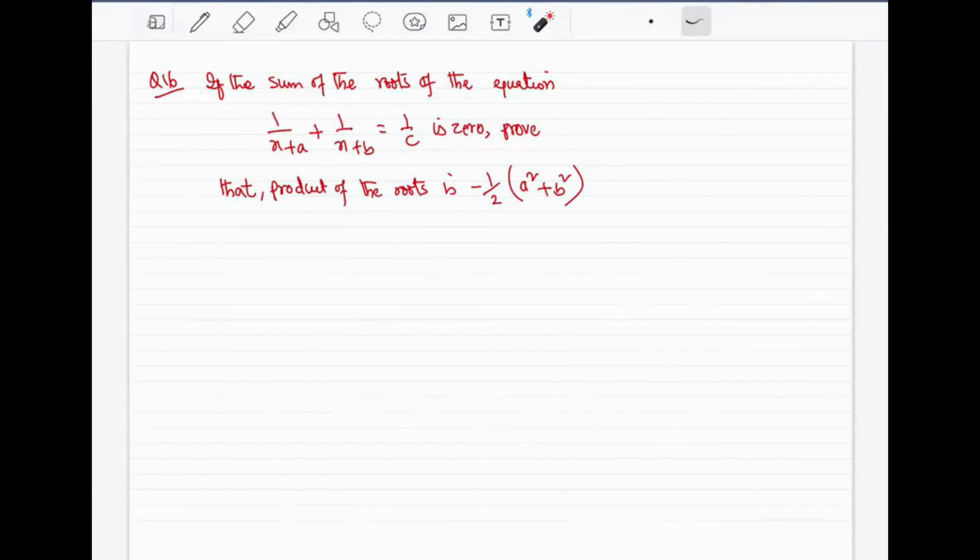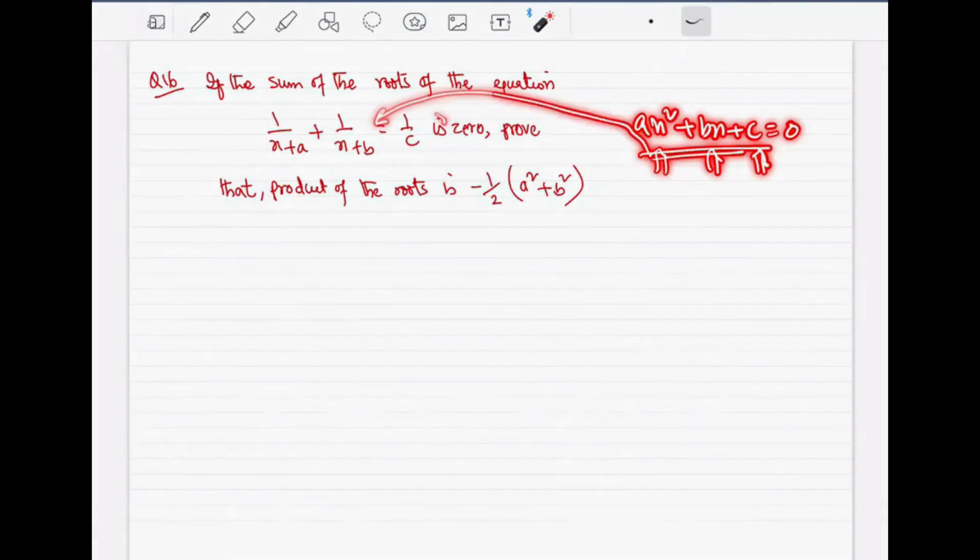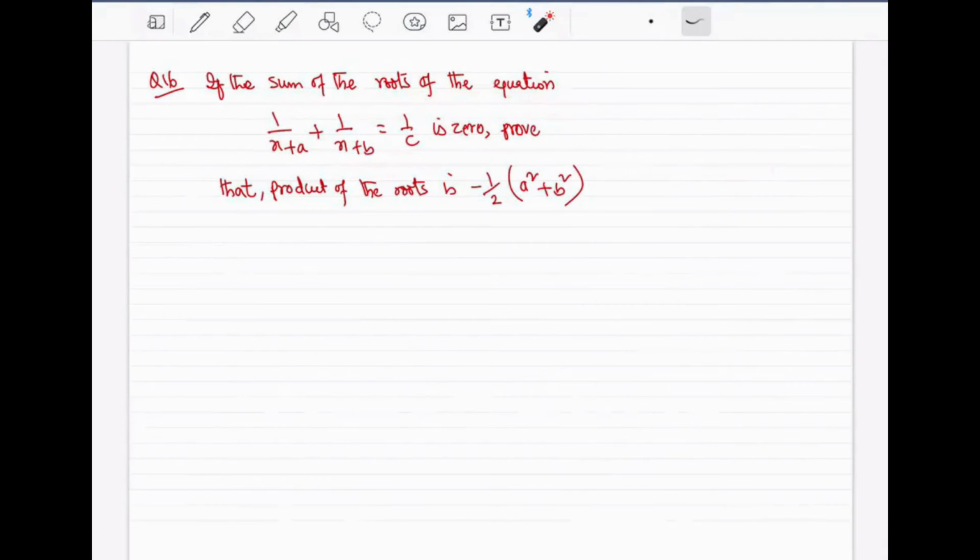But a quadratic equation is supposed to look like this: ax squared plus bx plus c is equal to 0. It should have a quadratic term, it should have a linear term, and it should have a constant term, none of which is here. So we will do a little bit of calculation. We will add the left hand side. We will do cross multiplication, and then we will try to put this equation in the form of ax squared plus bx plus c is equal to 0 first.